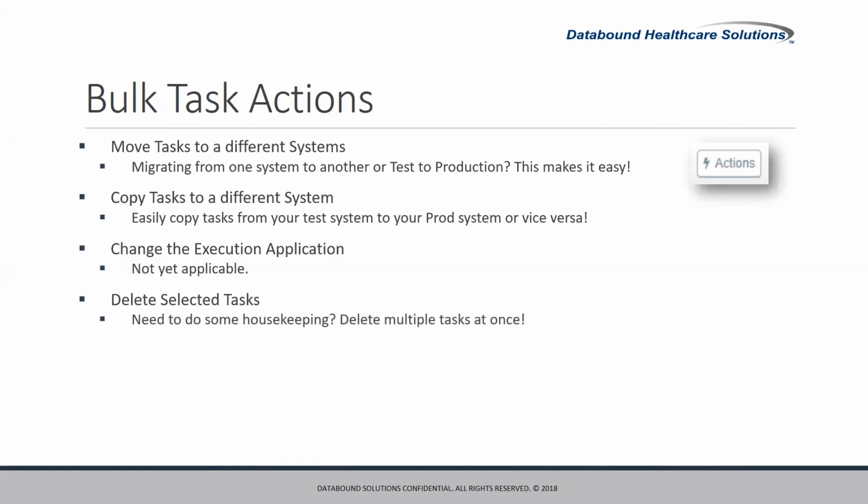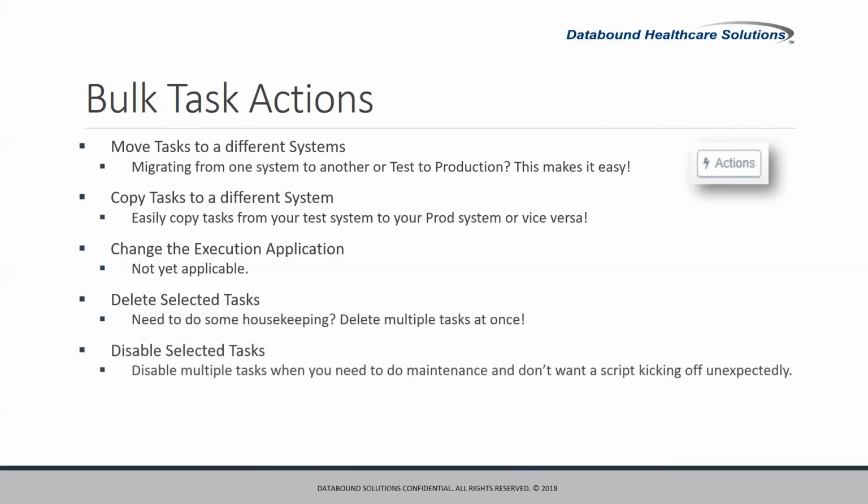Deleting selected tasks. If you need to do some housekeeping, if you need to clean up your system, you can delete multiple tasks at once. This is good if you've done a lot of testing or put a lot of test schedules in your system to check it out. You can delete these quickly without having to go and delete each one separately. You can disable selected tasks, and you can enable selected tasks very quickly.